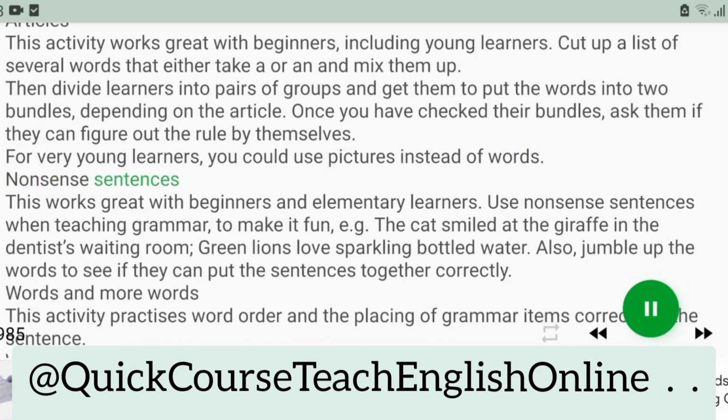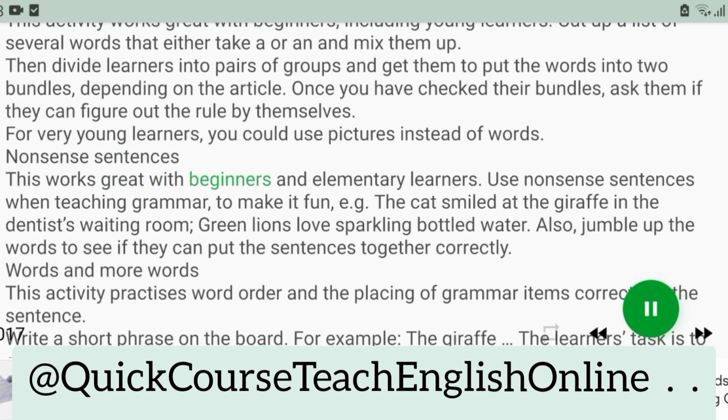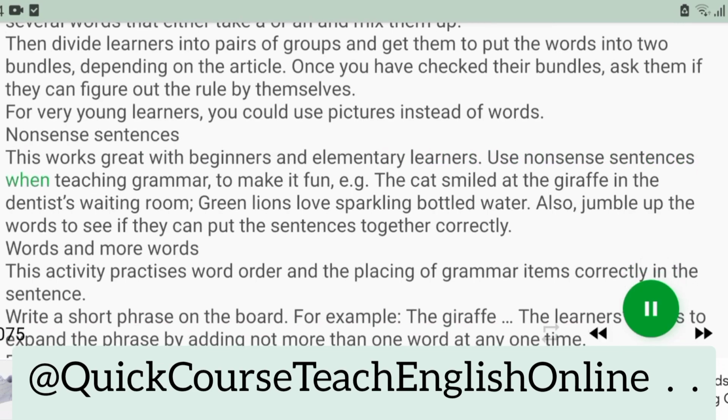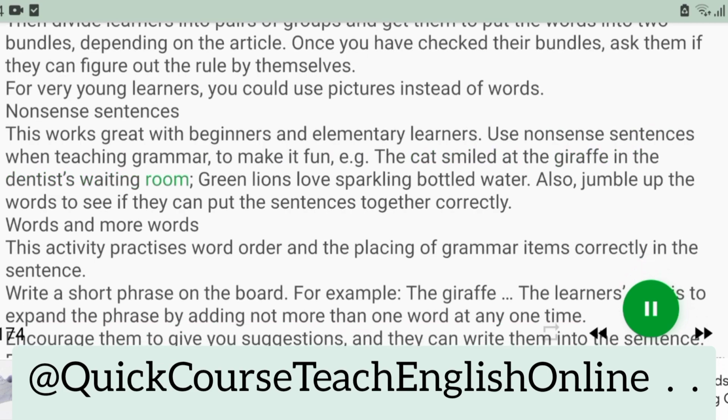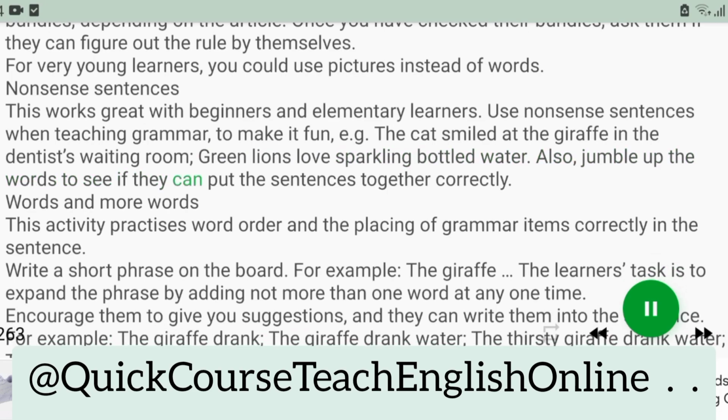Nonsense sentences. This works great with beginners and elementary learners. Use nonsense sentences when teaching grammar, to make it fun, e.g. the cat smiled at the giraffe in the dentist's waiting room. Green lions love sparkling bottled water. Also, jumble up the words to see if they can put the sentences together correctly.